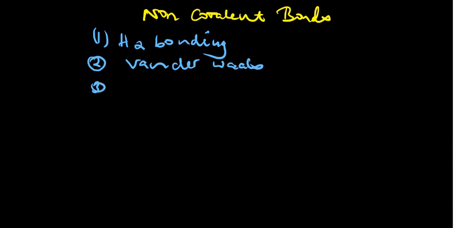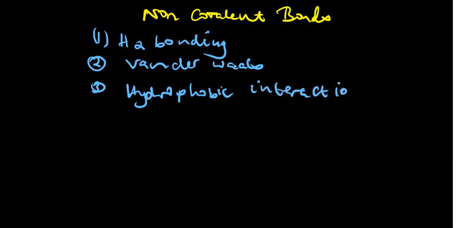Thirdly, hydrophobic interactions. And lastly, we're going to talk about ionic bonds. Okay, so these are some of the examples that we have. When you look at these bonds, we're actually going to talk about them each at the personal level.